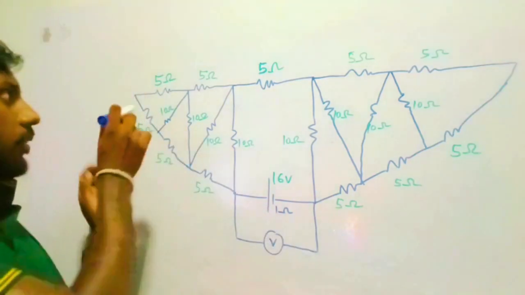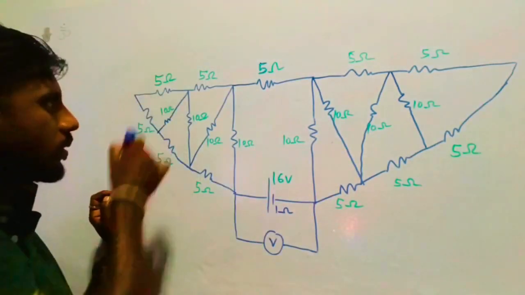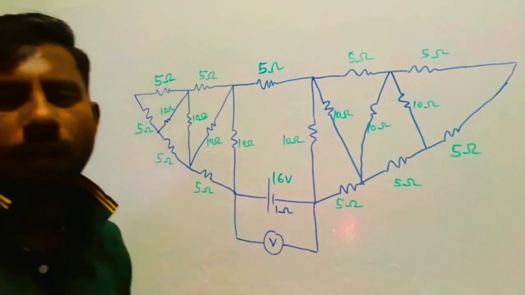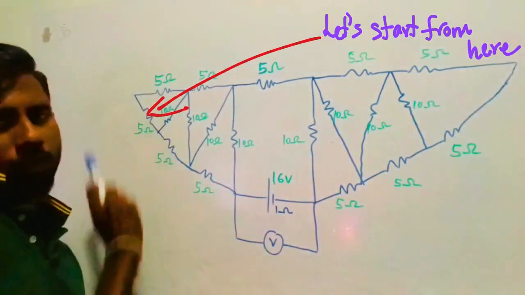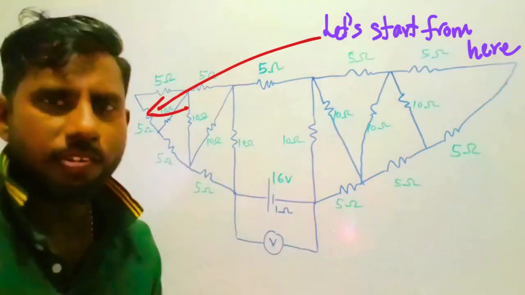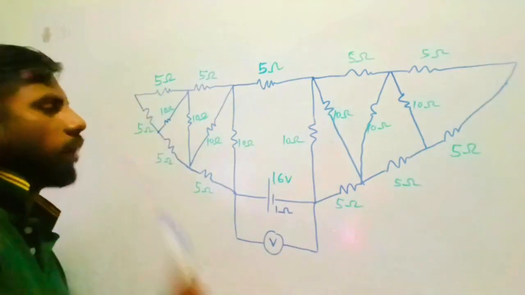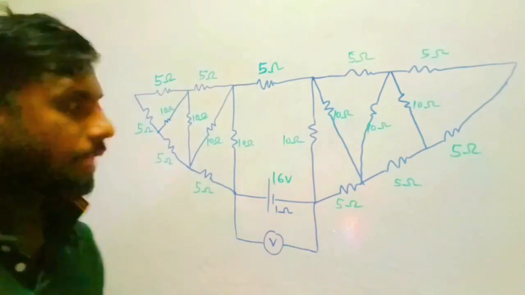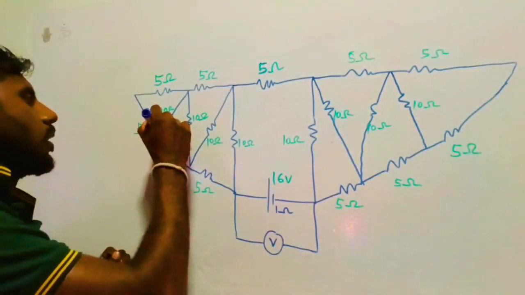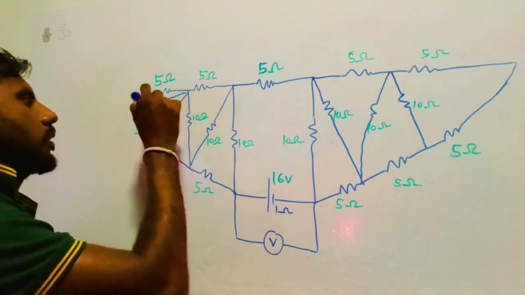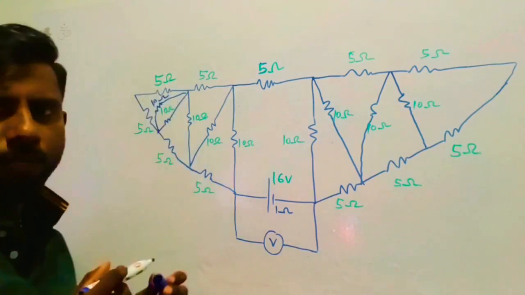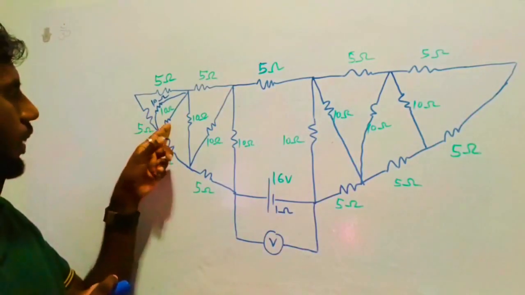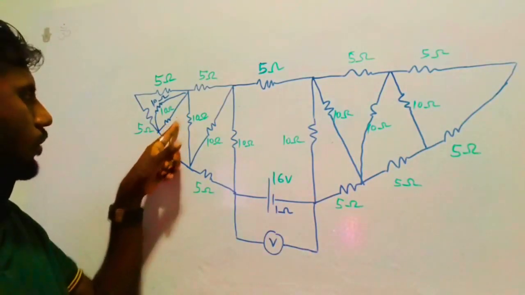So from here, these two are in series, this 5 ohms and this 5 ohms. You know the theories, we can easily add them. 5 plus 5 is 10. And then that 10 ohms comes over here, like this. That 10 ohms and this one, already we have 10 ohms here.